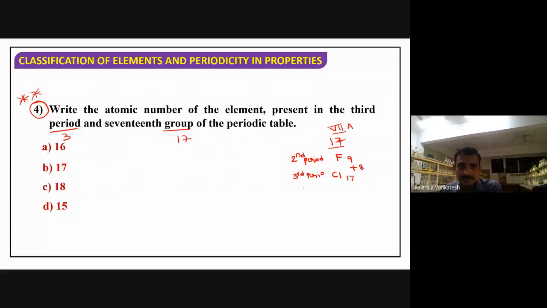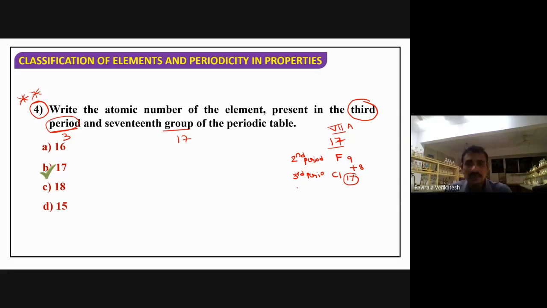Now, what are they asking? Third period, 17th group. Atomic number, how much did we get here? 17. The answer will be 17.